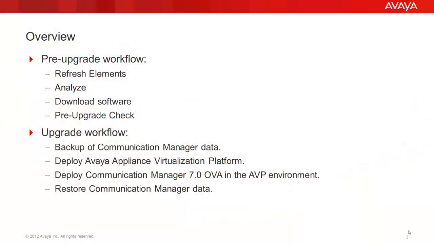In the upgrade workflow, first, SDM will back up the Communication Manager data. Once the data is backed up, a deployment of Avaya Appliance Virtualization Platform is required. This is a manual step. While this is running, SDM will pause the upgrade. Once AVP is available, we will deploy Communication Manager 7.0 in this AVP environment using the OVA file. Finally, the Communication Manager data will be restored to the upgraded server.